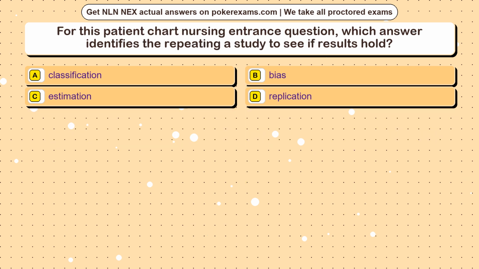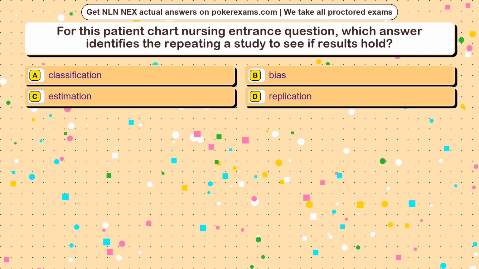Question 13. For this patient chart nursing entrance question, which answer identifies the repeating of a study to see if results hold? Option A, classification. Option B, bias. Option C, estimation. Option D, replication.